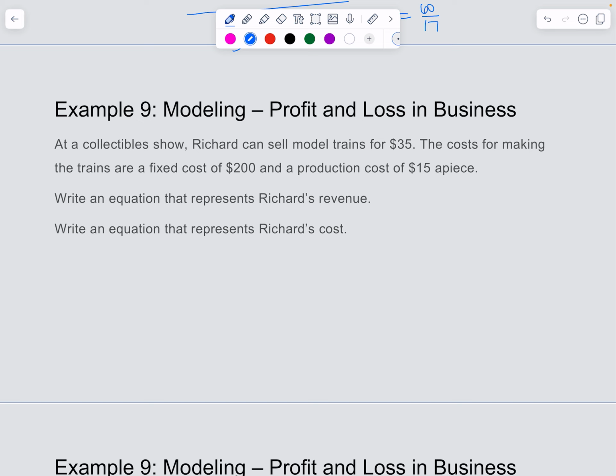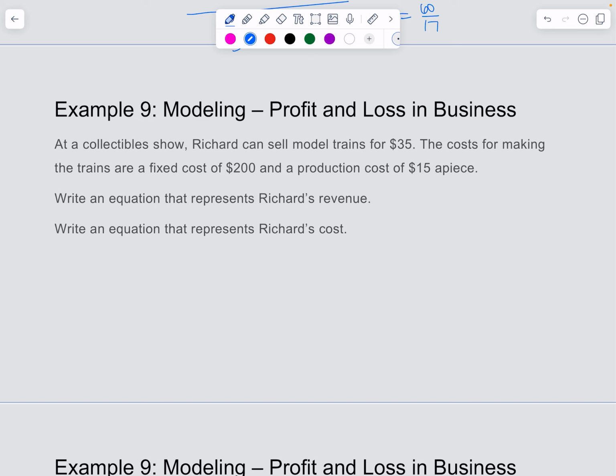So, first let's talk about what these words mean. Revenue, that's money that he makes. Cost, money that he spent to make these things. An equation representing his revenue is going to take us, we're going to have to multiply what he's making times how many things he made, right? And so we'll look at, he can sell for $35. That's how much he could make off of just one. So then we'll look at how many did he make.